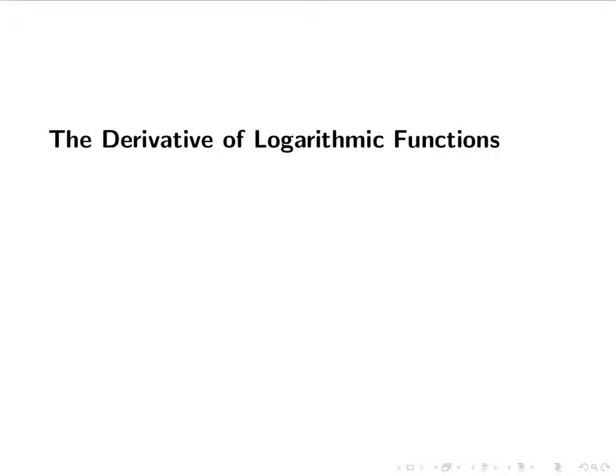Hello everyone, today we're going to look at the derivative of logarithmic functions. So the very general case, log base b of x, if I want to differentiate it, I get 1 over x times log base b of e. Now if you want to know how this comes about, how you derive it, then you can look through the book in the section, but for now we're just going to assume that it's true.